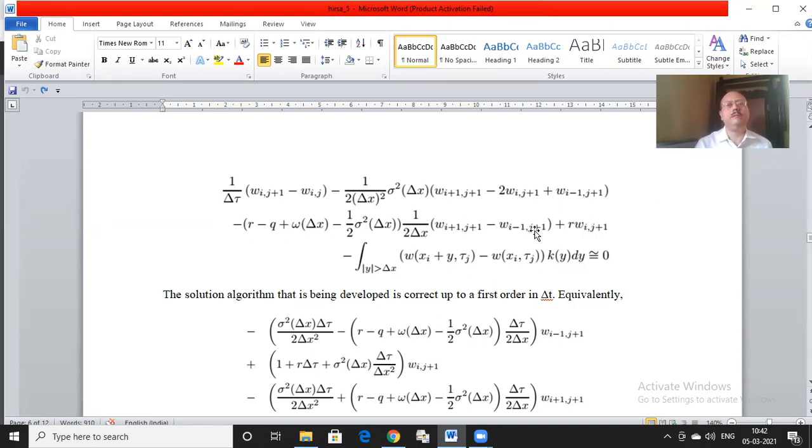Similar to what we did for the PDE problem, the integral we have to handle now with the proviso that epsilon is chosen to be delta x. And this we write as approximately equal to 0, but of course we are going to set it equal to 0 and solve. This is approximate because we know that this algorithm being developed is only correct up to first order in delta t, because we have taken a first order approximation. So it is really approximately equal, but you know.